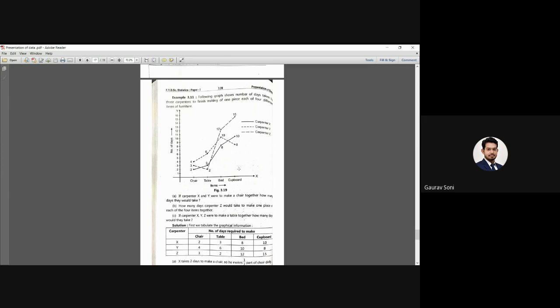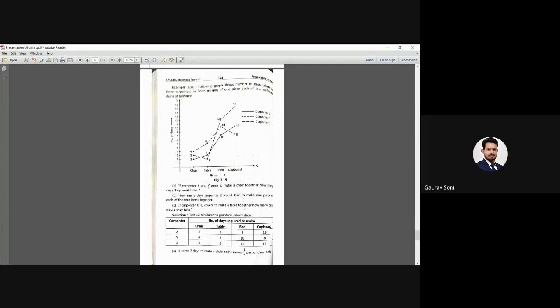So the 3 carpenters, carpenter X, Y, and Z. If you look at carpenter X, what is happening? He took 2 days to make a chair, right? Then 3 for the table, 8 for the bed, and 10 for the cupboard, right?